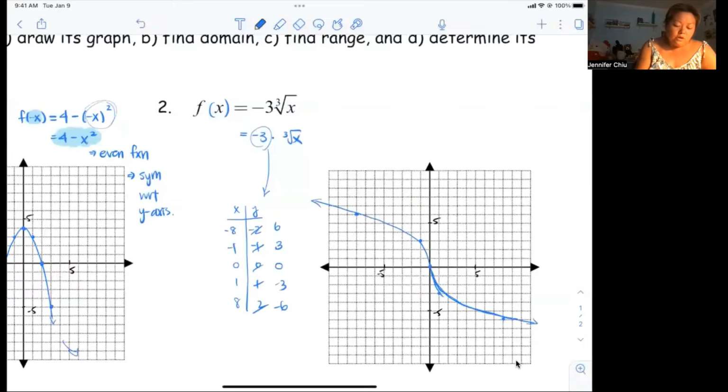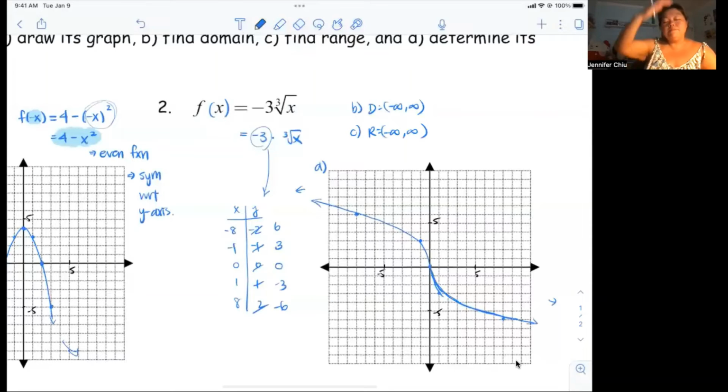All right. So part A says to graph the function. We did that. Part B says domain of this. Well, domain of this looks like it's going out to infinity and out to infinity. So it's going to be negative infinity to infinity, which is the same for the range. Negative infinity to infinity because it's going to go up to positive infinity and down to negative infinity. Right. All right.